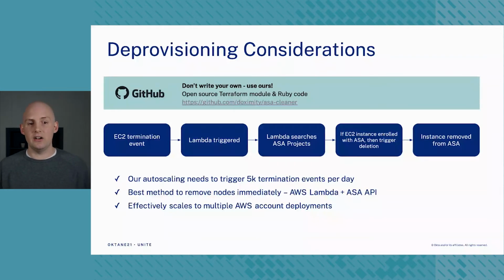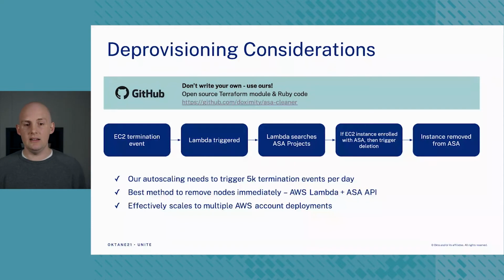So what does ASA Cleaner do? It's a Lambda as a Terraform module running on some Ruby code. And it listens for all EC2 termination events. And when that termination event is triggered, it triggers a Lambda. What that Lambda does is it searches your ASA projects, and then it matches up with the ASA API, which stores all the instance IDs of the EC2 servers, and then finds it and deletes it, and makes sure that your ASA inventory is immediately up to date with what's running in EC2.